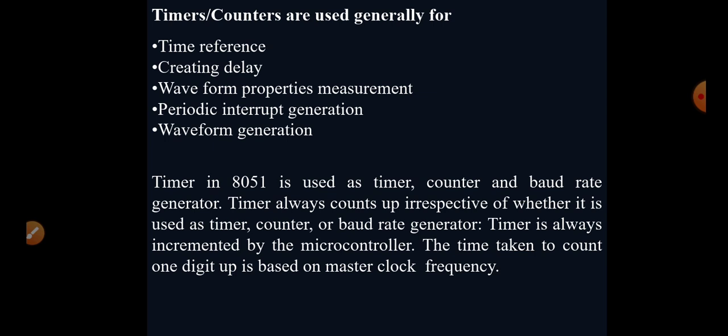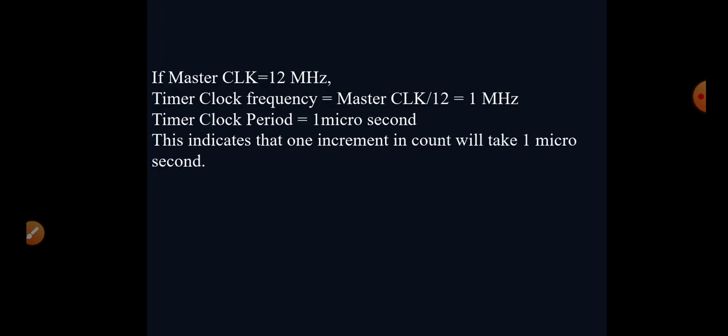So the timer is always incremented by the microcontroller. The time taken to count one digit up is based on the master clock frequency or the operating frequency of the microcontroller. For example, if the master clock frequency is 12 megahertz, then the timer clock frequency, the frequency applied to the timer, is the master clock frequency divided by 12. So the frequency for the timer circuit will be 1 megahertz, and the timer clock period will be 1 microsecond. This indicates that to increment the count by 1, the microcontroller will require 1 microsecond.